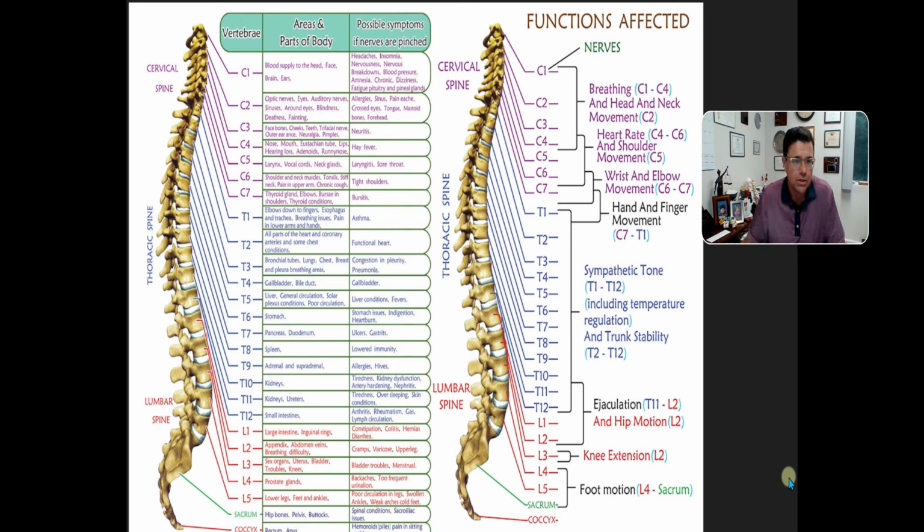So you could see with this chart, it's very specific. For example, C2 has to do with the eyes. C1 has to do with the face. If you have an injury to C1, you might have headaches. If you have an injury to C2, you may have, for example, sinus issues. C6 is the shoulder and neck muscles. You could have tight shoulders. And it tells you the functions, like C6 affects the wrist and elbow movement.